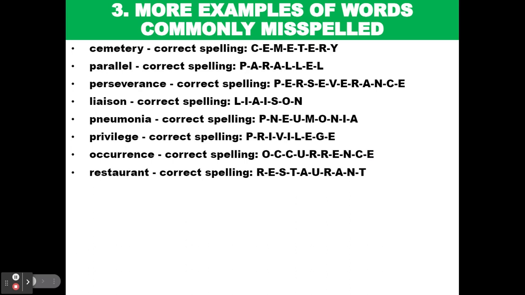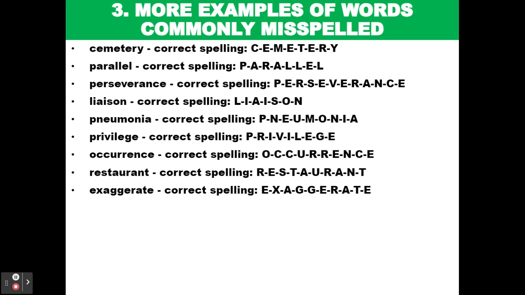Restaurant. Restaurant. This is spelled as R-E-S-T-A-U-R-A-N-T, restaurant. The word exaggerate is commonly misspelled because people tend to omit one of the G's. You have double G, so you have E-X-A-G-G-E-R-A-T-E, exaggerate.